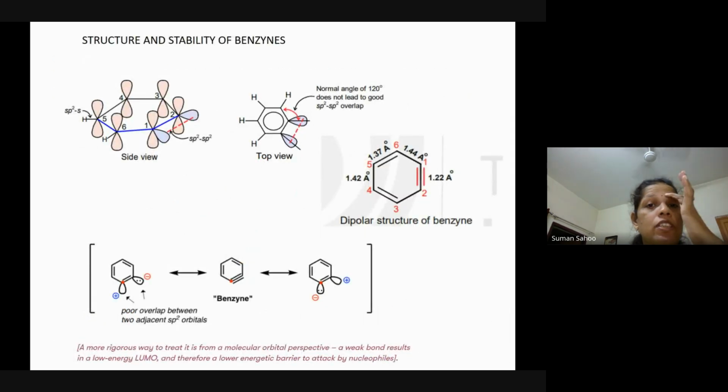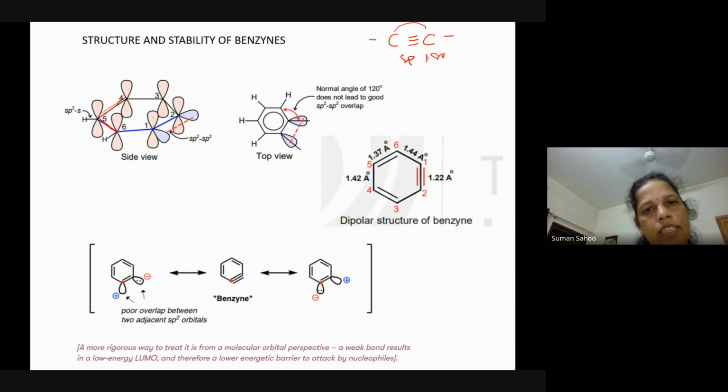Next comes your structure and stability of benzyne. In benzene we all know that all the carbon atoms are sp2 hybridized. The sp2 hybridized carbon atoms are bonded to one hydrogen and two carbons on their side, and the pi electrons are delocalized onto the p orbitals. So when we are putting another bond here, in case of alkynes, this carbon is sp hybridized, and here the bond angle is 180 degrees.